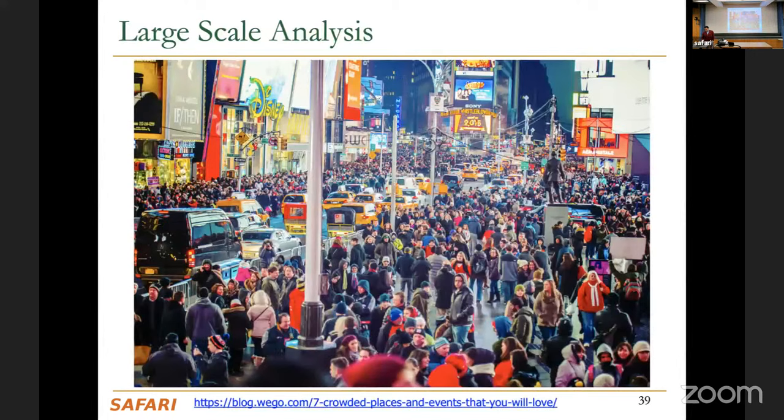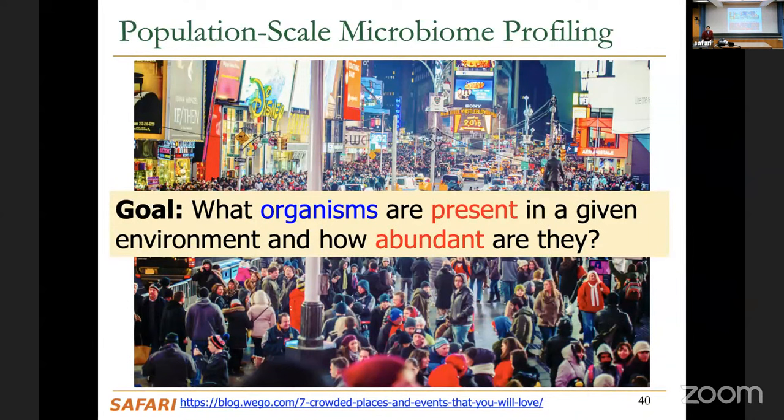Another item in our agenda for intelligent genome analysis is also to do it at a large scale. For example, we may need to analyze the genome at a population scale, and our goal could be what organisms are present in the given environment and how abundant they are in our environment, right? So this may be important to understand whether there is a harmful organism living around us.